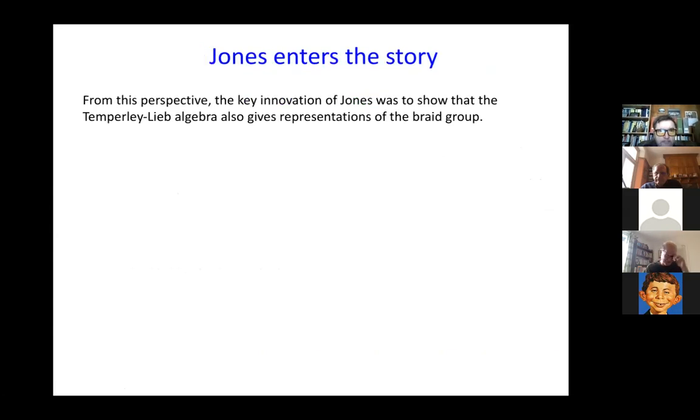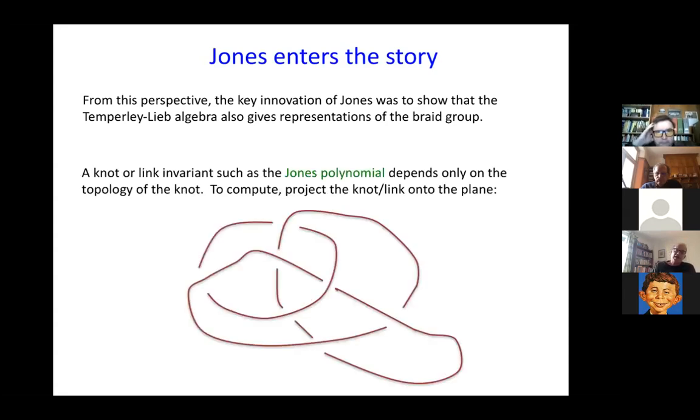All right, so now let's move up to the 80s. Now, I'm going to give a very cynical physicist view of what Jones did. For purposes of this talk, what Jones did was say, let's take the Temperley-Lieb algebra, and it also gives representations of the braid group. And what that enabled him to do was compute knot and link invariants.